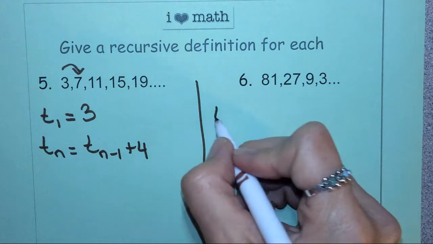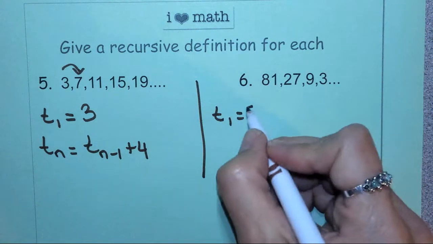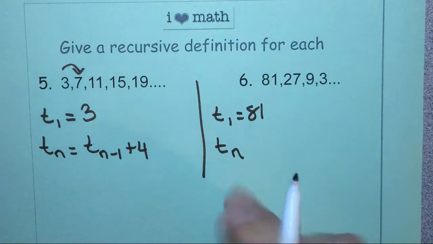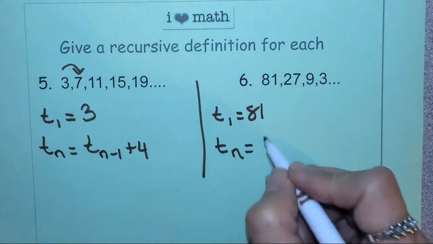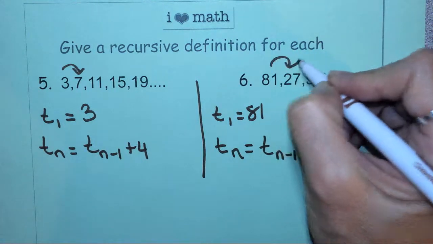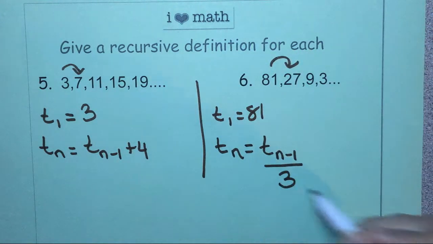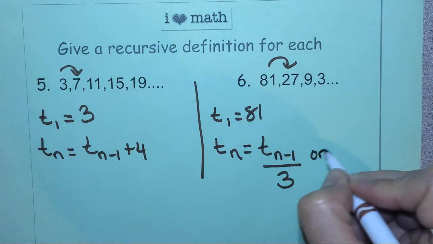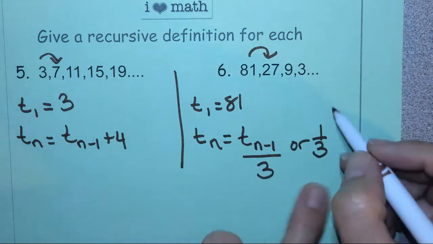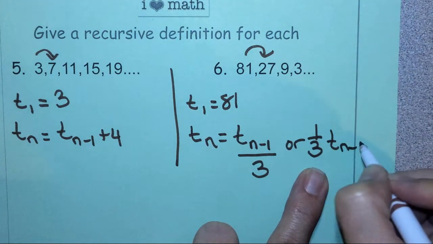On number 6, we're going to take the first term, which is 81, and I want to figure out the definition for any term. So what am I having to do with 81 to get 27? Oh, I'm dividing by 3. But usually we don't write division. Instead, we write it as a ratio. So dividing by 3 is the same as multiplying by a third.